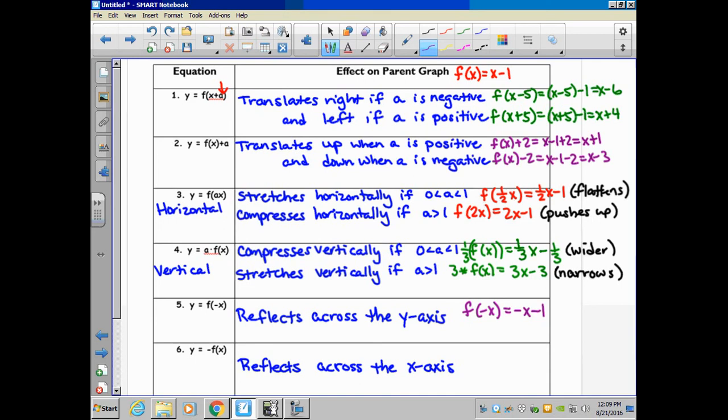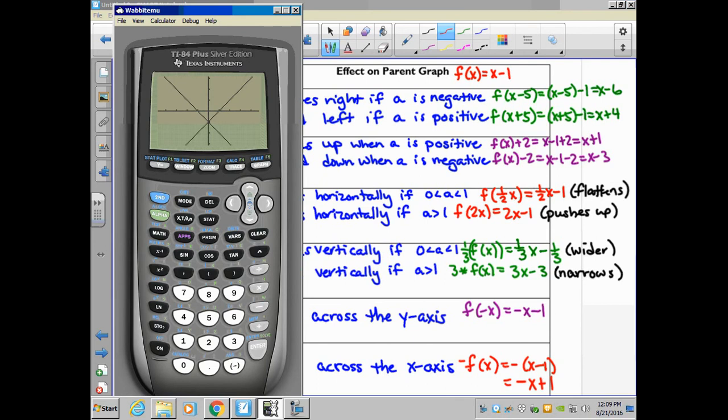All right, and then the last one is a reflection across the x-axis. So this would be a negative on the outside of the function. So it would be negative x minus 1, which is negative x plus 1. So that's just a simple change. There's your original. And so now if you folded the graph along the x-axis, it would flip right on over and land right on top of the other. Okay, so that would be a reflection over the x-axis.